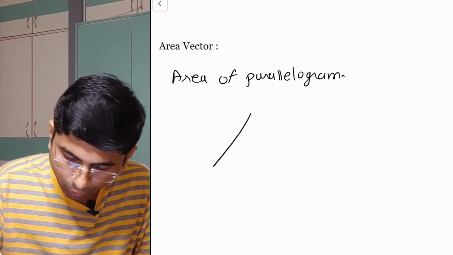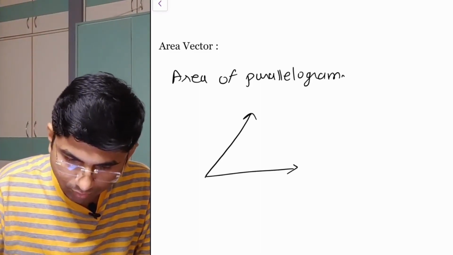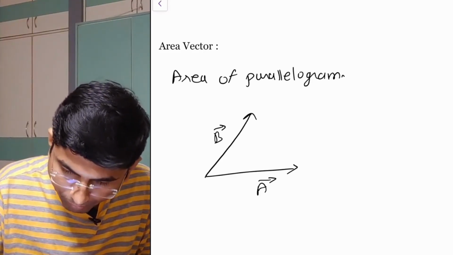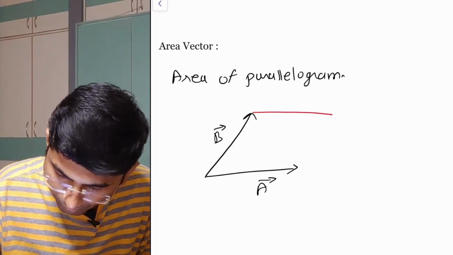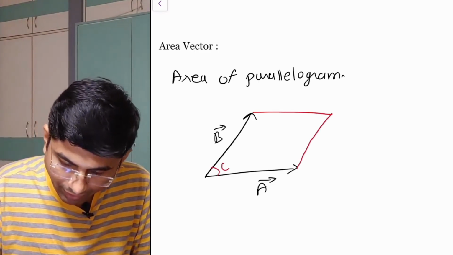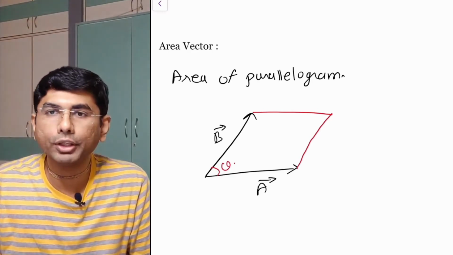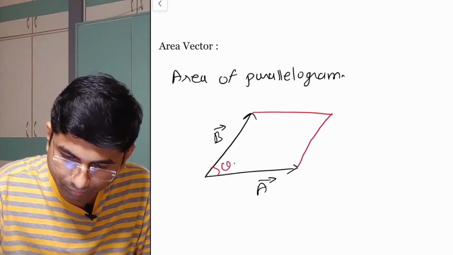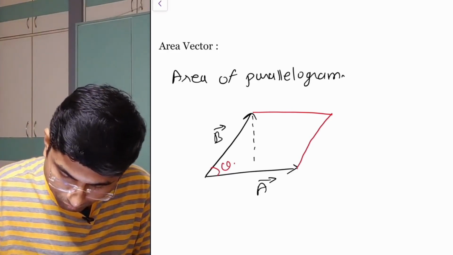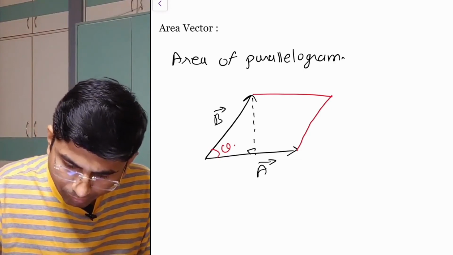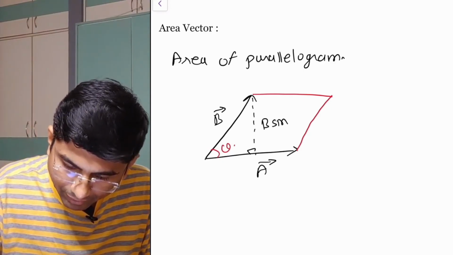We have a parallelogram here. This is our A vector, this is our B vector, and the parallelogram is getting completed here. We are completing the parallelogram. And if we want to find out the area, here the angle between them is 60. And what is our formula for the parallelogram? Area of parallelogram. This is the perpendicular here. And the height will be B sin theta.